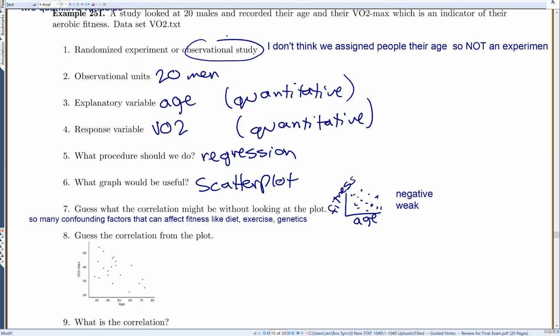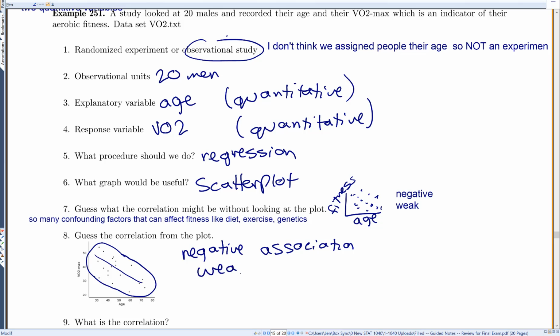Now let's guess our correlation from the plot. Looking at the plot, we have age here as our explanatory and our VO2 on the side as our response variable. If I was to draw in my nice oval shape, it does look like it's negative. We have a negative association. If I was to draw a line through here, the points are not very close to the line. Again, it's pretty weak. So I would guess R is like 0.2 to 0.4 maybe, based on how weak it is.